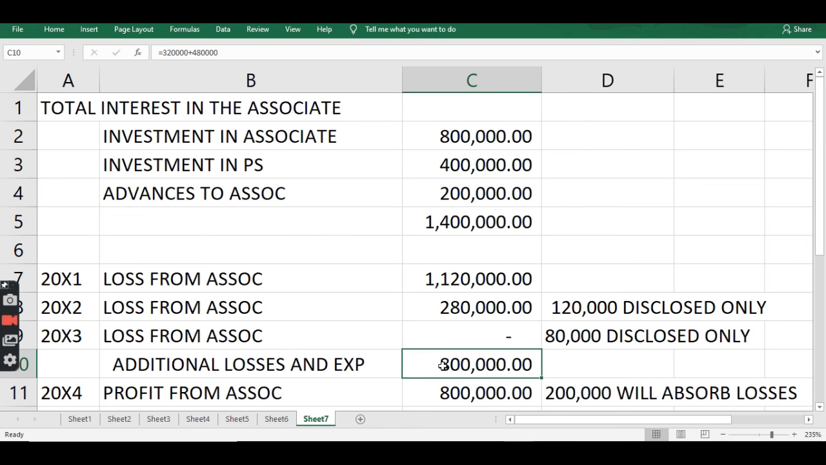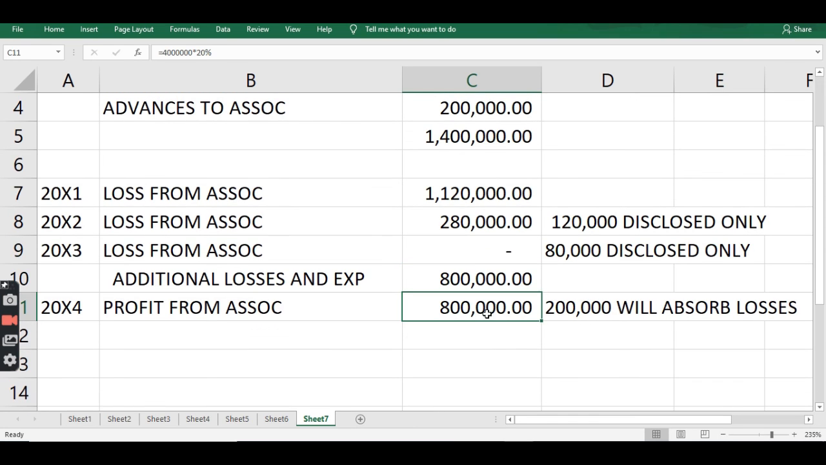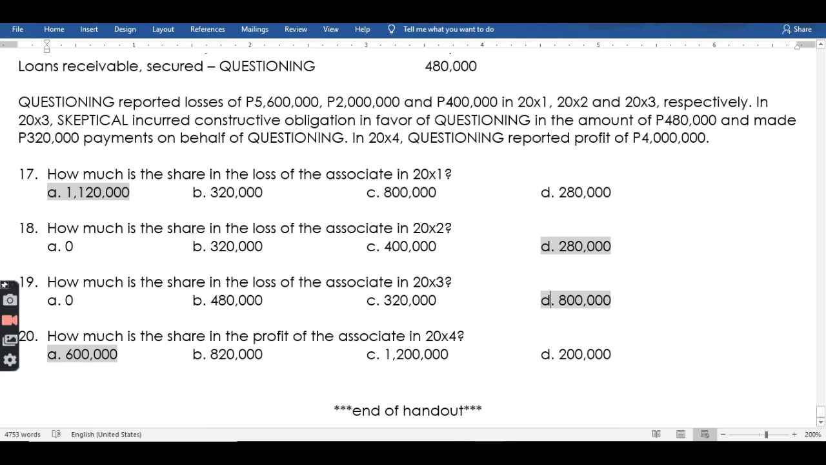Okay? 800,000. Tapos finally, 20x4, how much is the share in the profit of the associate? So supposedly, 800,000 siya, pero meron ka kasing i-absorb na 120 at saka 80. So ang mangyari ngayon dyan, bawas natin yung 120,000 at saka yung 80,000. So that's going to be 600,000 only. Okay? So, yun yung sagot natin ngayon. Letter A.